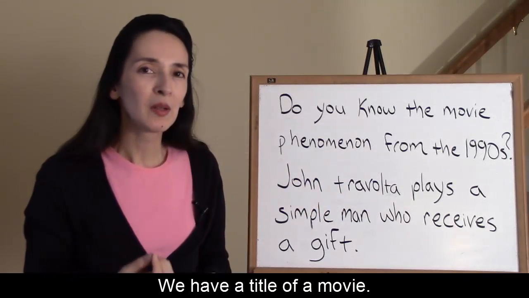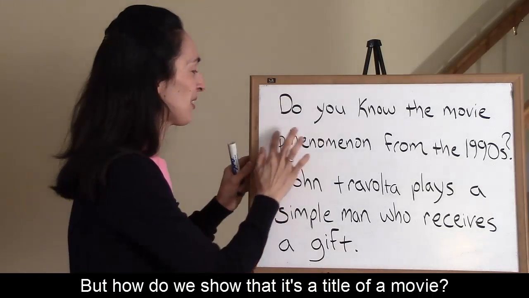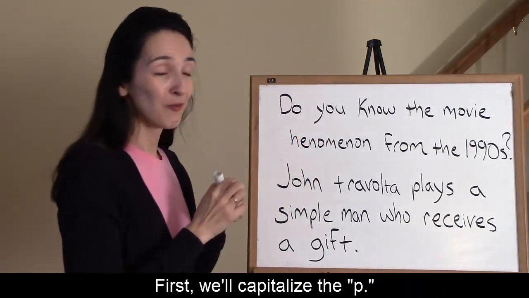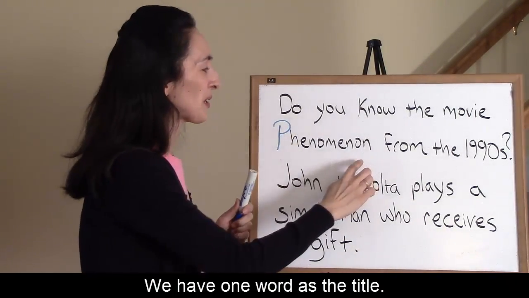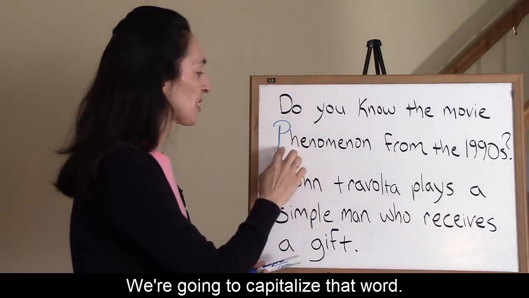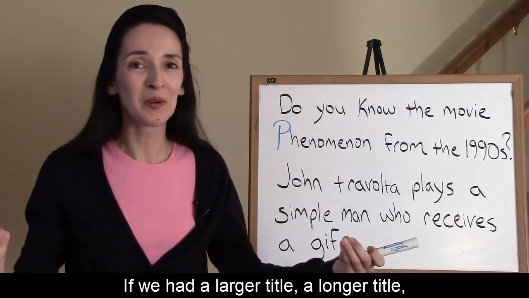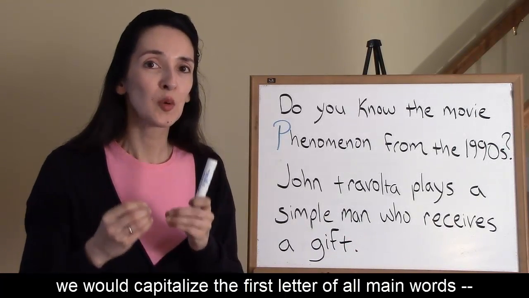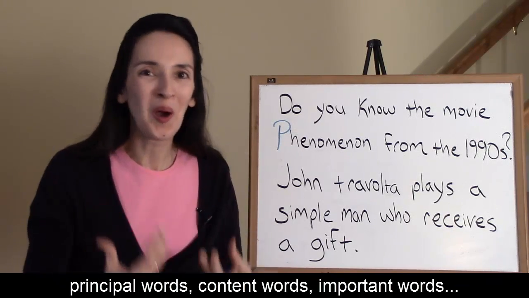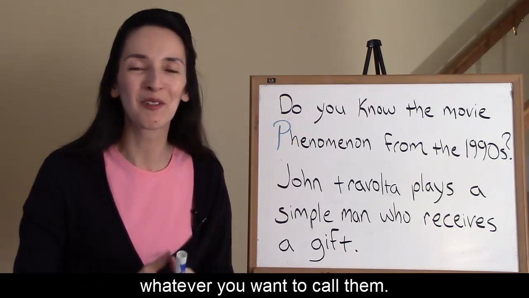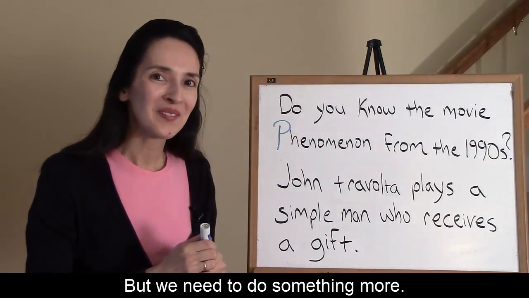We have a title of a movie, but how do we show that it's the title of a movie? First, we'll capitalize the P. We have one word as the title. We're going to capitalize that word. If we had a larger title, a longer title, we would capitalize the first letter of all main words, principal words, content words, important words, whatever you want to call them. Okay? But we need to do something more.